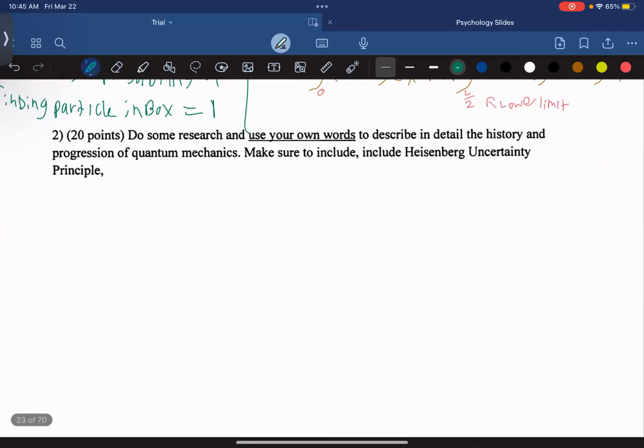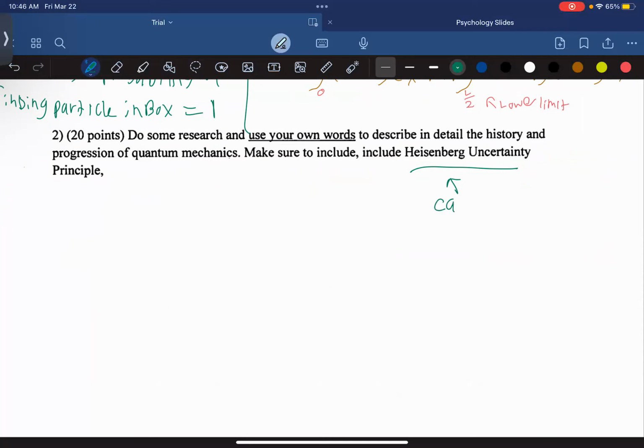Number 2, do some research and use your own words. I haven't really looked into it that much, so we can say this one for last. I do know that the Heisenberg uncertainty principle is kind of like what you think about electrons, where you can't know position and speed at the same time. Although I think the technical term would be momentum.